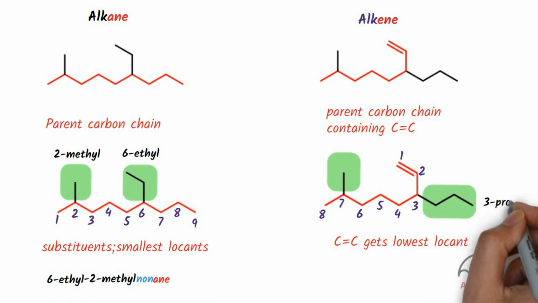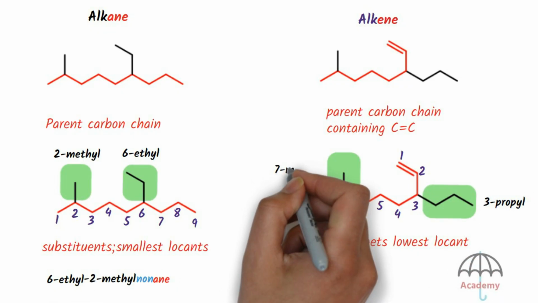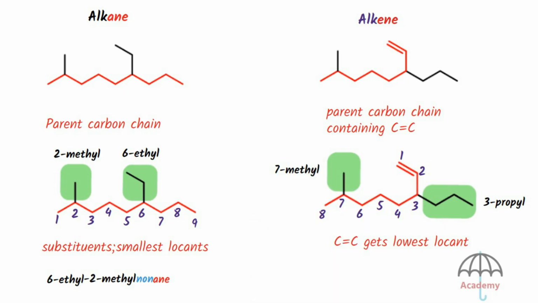Here at C3, we have a propyl group and at C7 we have a methyl group. For 8 carbons, the root word is oct and the suffix for a double bond is -ene. We also write the locant of the double bond, so we write 1-ene. Putting substituents in alphabetical order, we write 7-methyl-3-propyloct-1-ene. Another way to write the same is 7-methyl-3-propyl-1-octene.